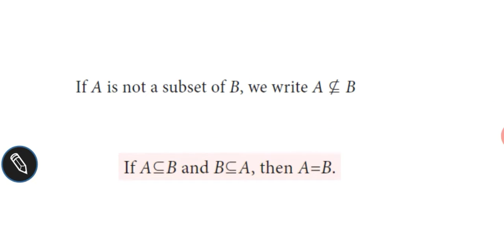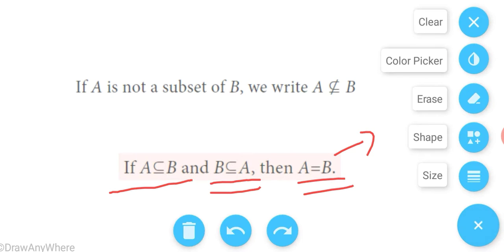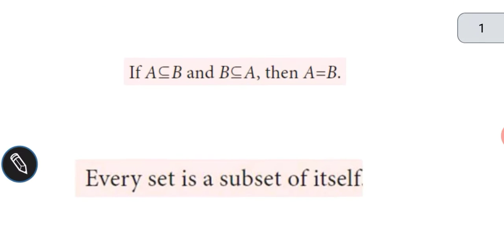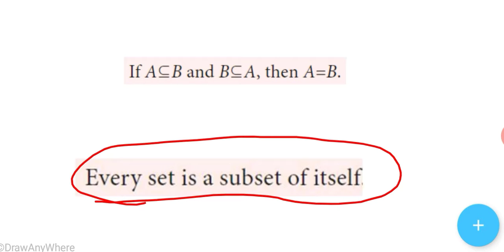If A is a subset of B and B is a subset of A, then set A equals set B. This is for equal sets. The next point is that every set is a subset of itself.